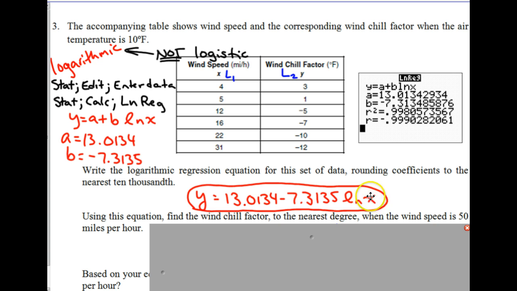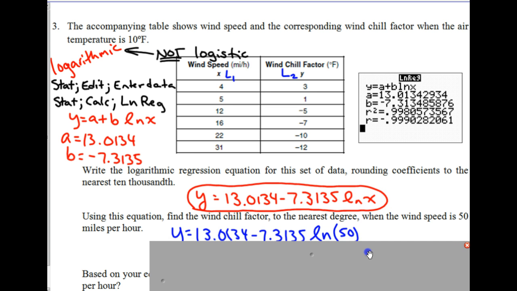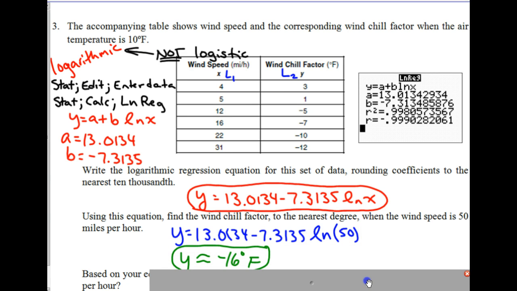We're just going to sub in with our calculator 50 for X. Let our calculator crank that out. Comes out to be about negative 16 degrees Fahrenheit. So we have to look and see if that makes any sense. Well, yeah, 50 would be way down here. Yeah, I can see how that could be negative 16. That's reasonable for me. Last question.